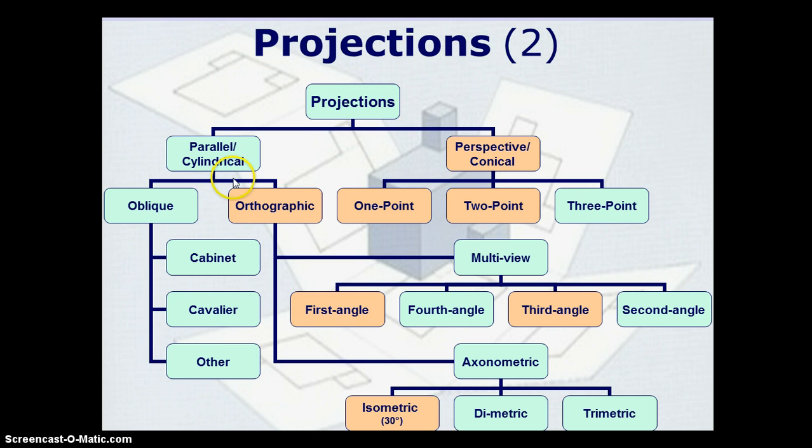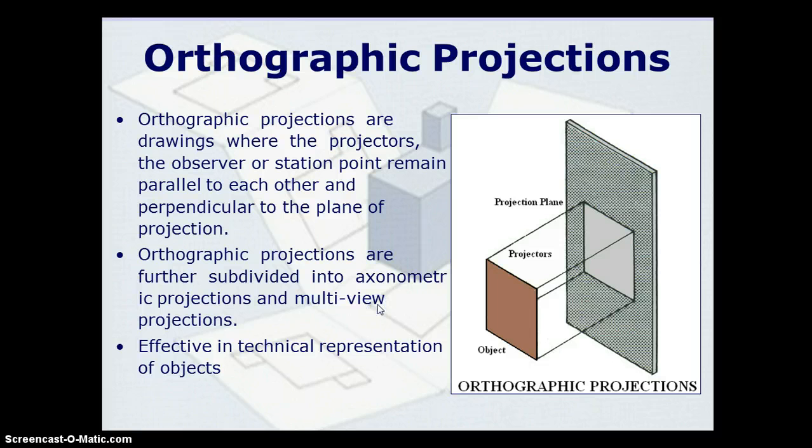In parallel or cylindrical projections, again it is subdivided into two types. One is oblique projection, the other one is the orthographic projection. In perspective projection or conical projection, again there are three subtypes: 1 point, 2 point and 3 point. Today our objective is to go for orthographic. It is also called the multi-view, in which there are two methods of projection, first angle and third angle, but we are going to concentrate on the first angle method of projections. The other part we will see in next sessions.